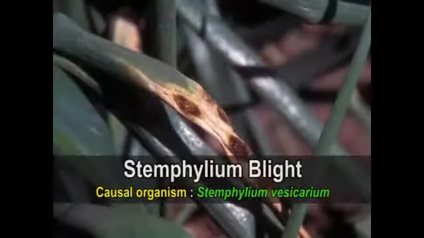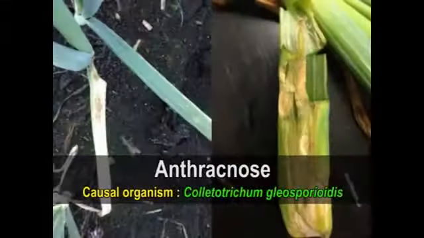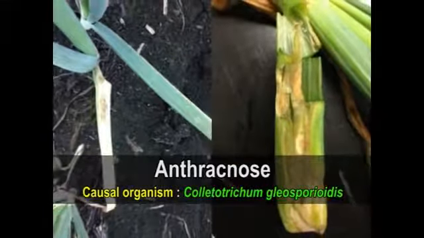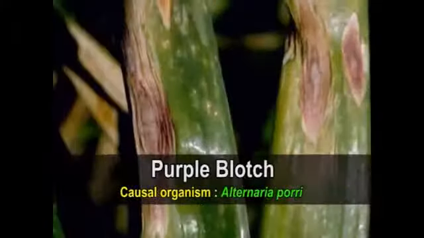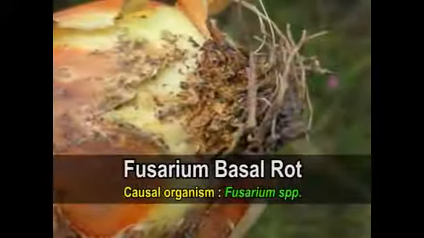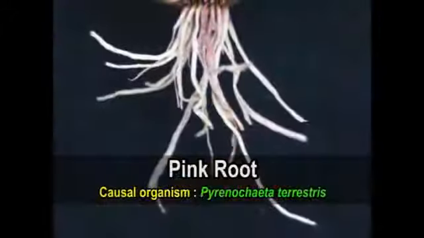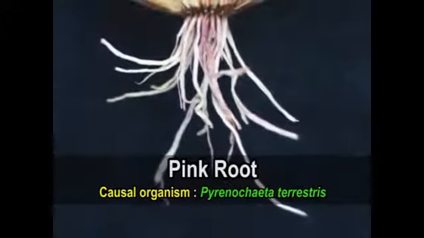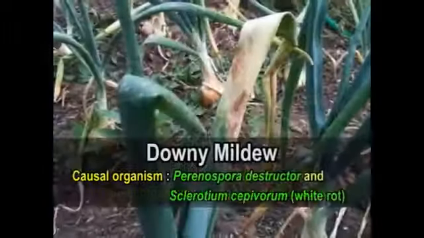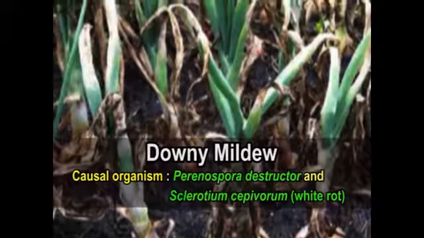Important fungal diseases that are responsible for low production in India are Stemphylium blight, Stemphylium vesicarium; anthracnose, Colletotrichum gloeosporioides; purple blotch, Alternaria porri; Fusarium basal rot, Fusarium species; pink root of onion, Pyrenochaeta terrestris; downy mildew, Peronospora destructor; and Sclerotium cepivorum, white rot.